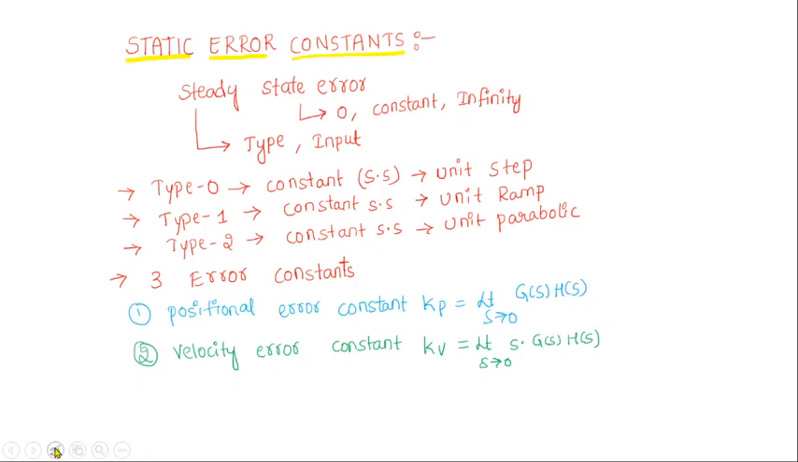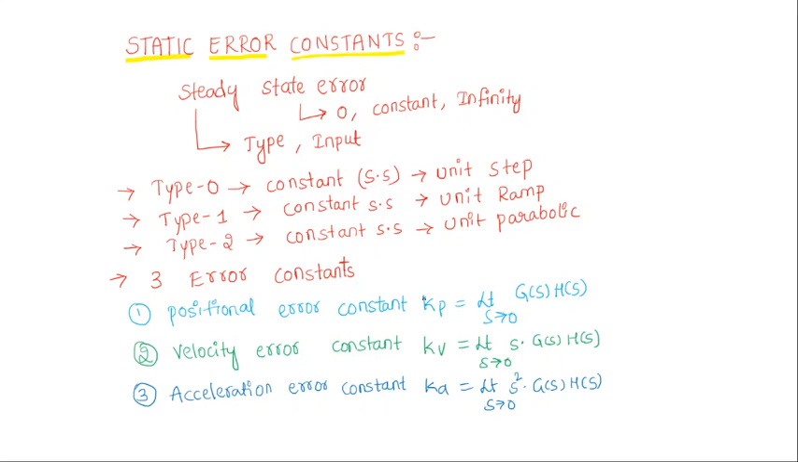And we have one more error constant, that is the acceleration error constant. It is represented with K suffix a. This is nothing but limit s tends to 0 s square into G of s into H of s.